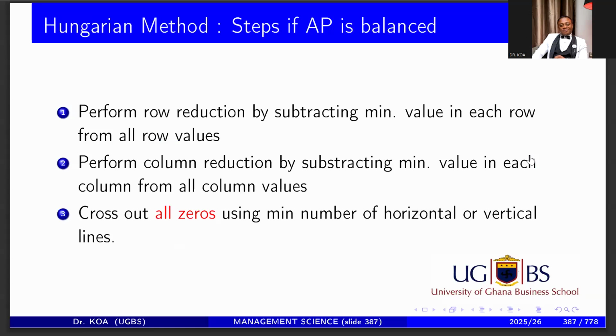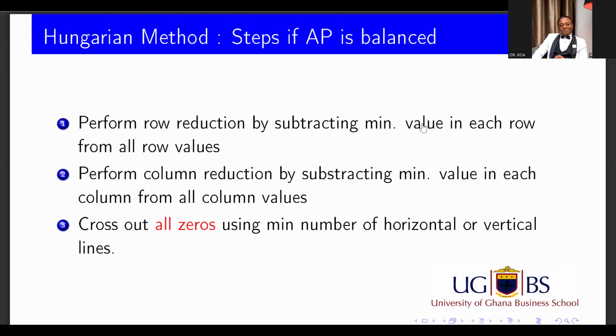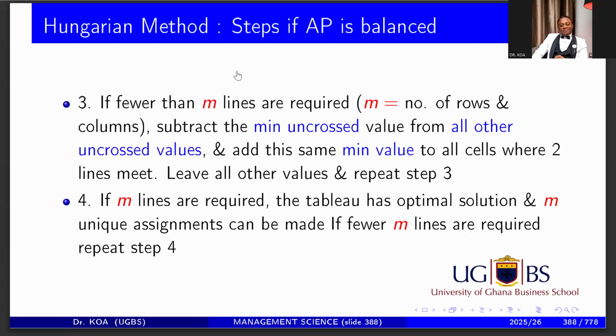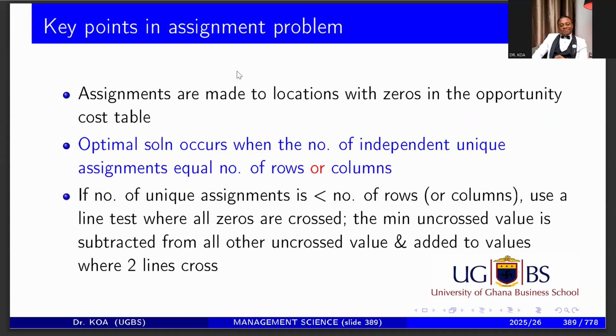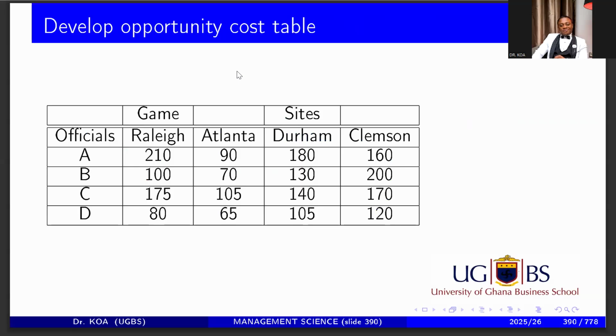So you're going to do something we call row reduction. Remember, we said that you use the Hungarian method to find it. You perform row reduction by subtracting the minimum value in each row from all the entries in that row. Let's do that first, before we come to whether there's a minimum and all of that. What's the minimum value here for the first row?